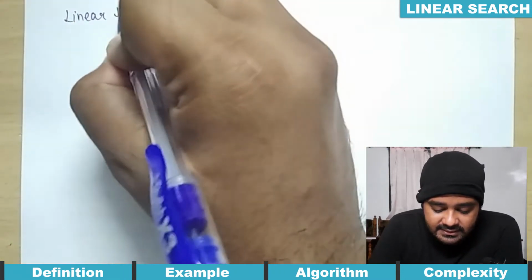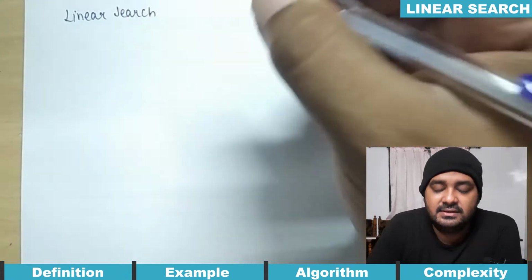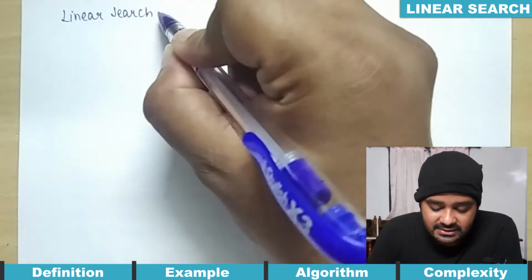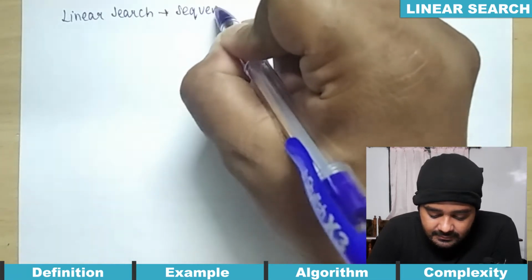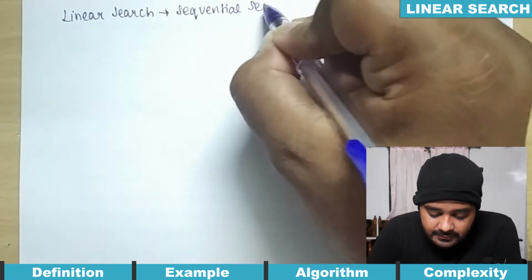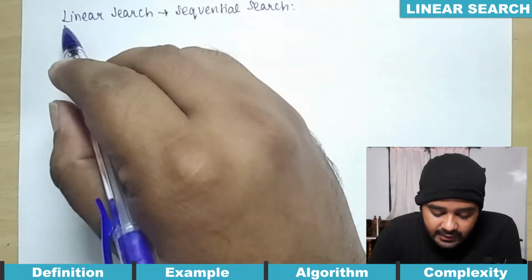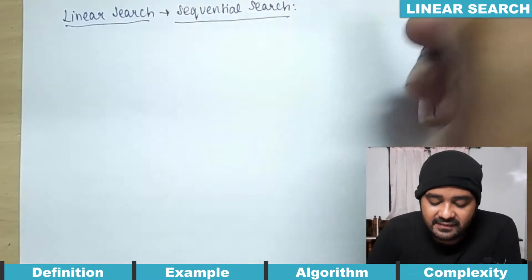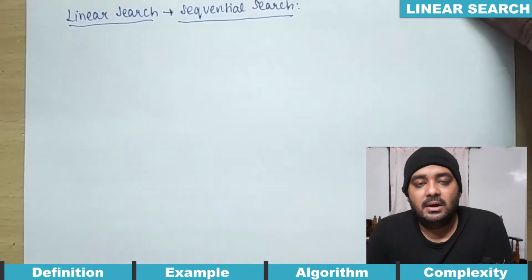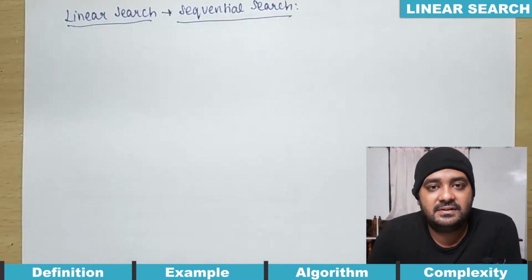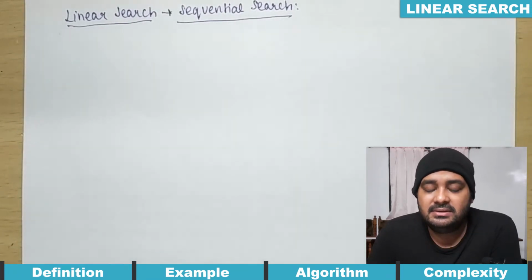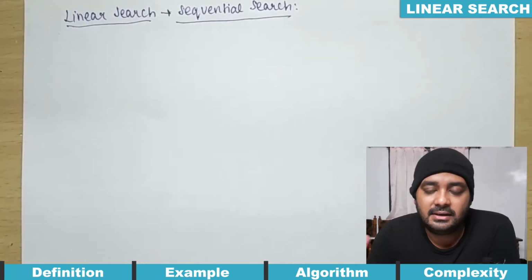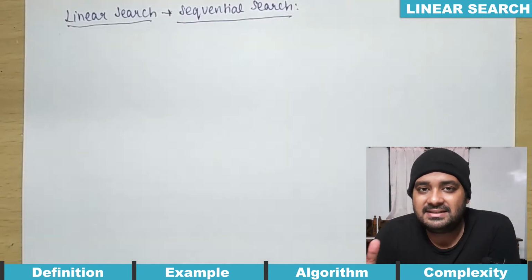Linear search is also referred to as sequential search in other terms. Generally we refer to it as linear search, and the term sequential search refers to the same linear search algorithm. It follows a certain approach. What kind of algorithmic approach does it follow? We say it is a brute force algorithm.